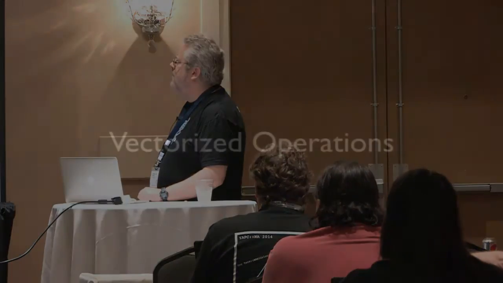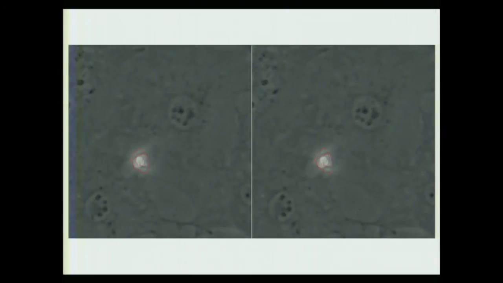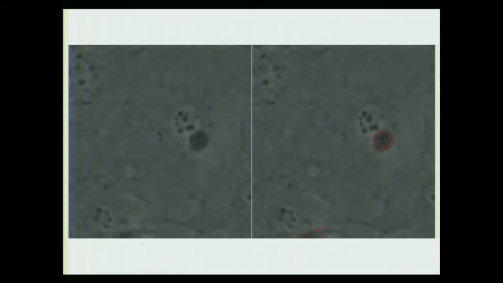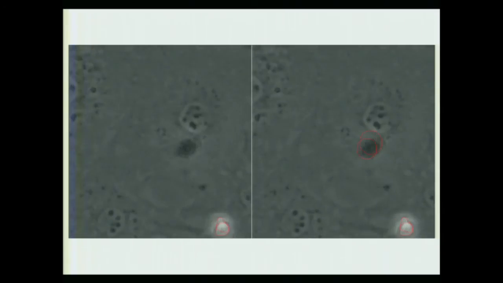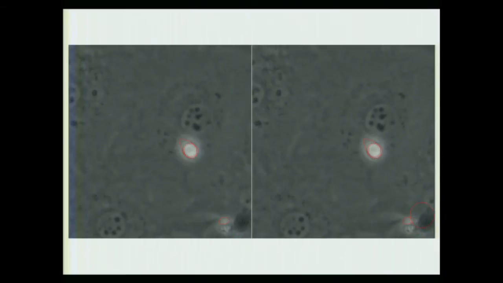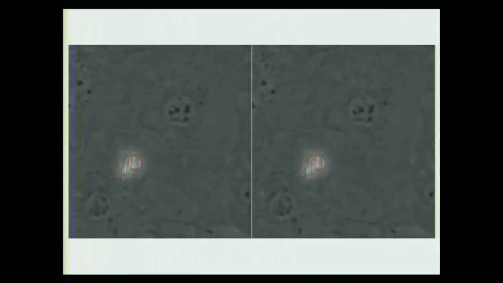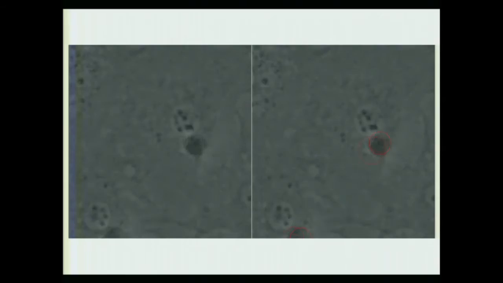I wanted to walk through one more example of doing vectorized operations. This is a close-up of that video I was showing you before. The stuff on the left is a before and after I wrote some code to try to track it a little bit better.